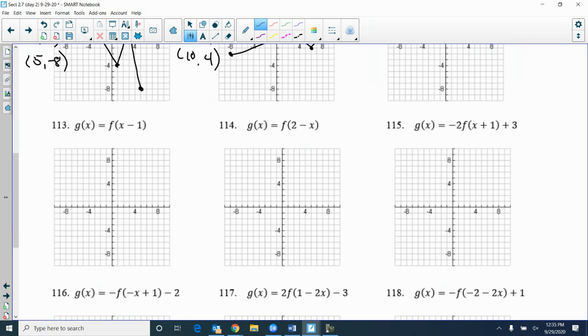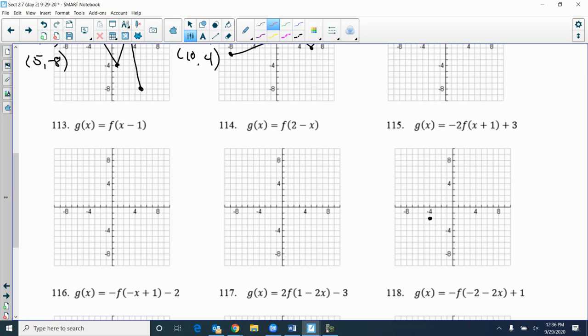The plus 1 moves it left 1. Do we have a stretch or compress? Yep, stretch by a factor of what? 2, which doubles it. The negative then reflects it. So you can look at it as a -2. And then the plus 3 does what? Goes up 3. So let's just start with a single point. Start with -4, -2. What's happening to -4, -2?